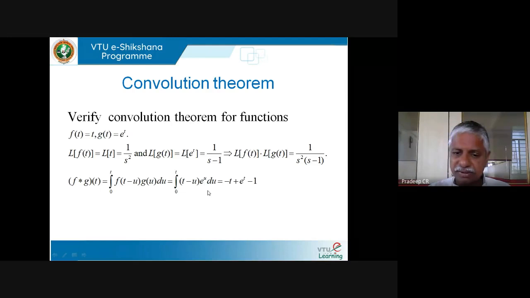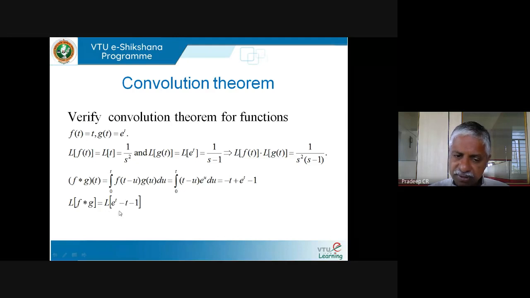You must have done these kind of things in your second QC. So t e power u minus u e power u, if you integrate between 0 and t, you will get minus t plus e power t minus 1. So this is f star g. And Laplace of f star g is Laplace of e power t minus t minus 1. I just wrote it in such a way that the first term is positive. I don't want negative right in the beginning, so I pushed it here.